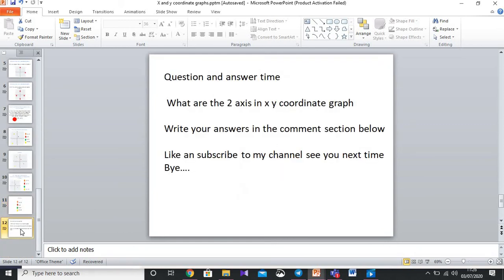Okay, now it's time for question and answer. What are the two axes in X and Y coordinate graph? Write your answers in the comment section below.